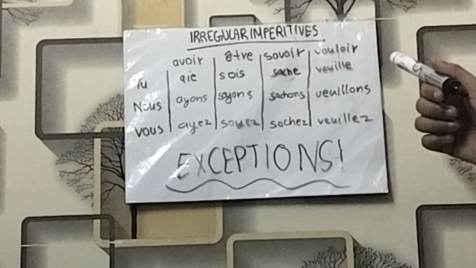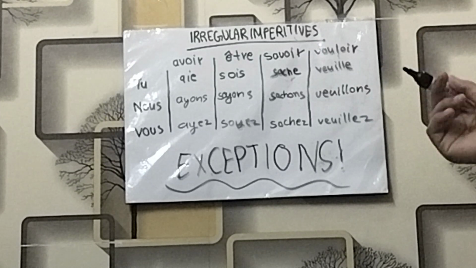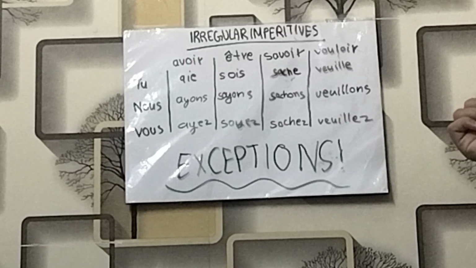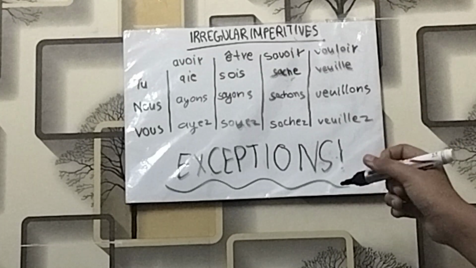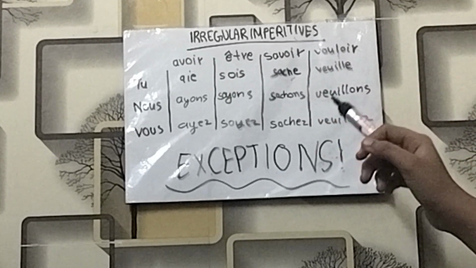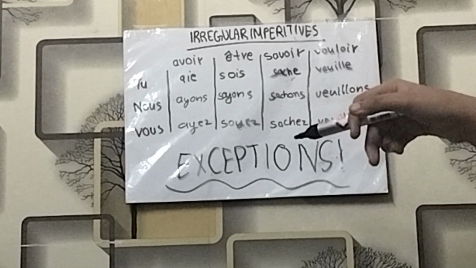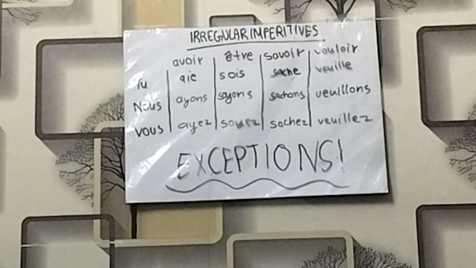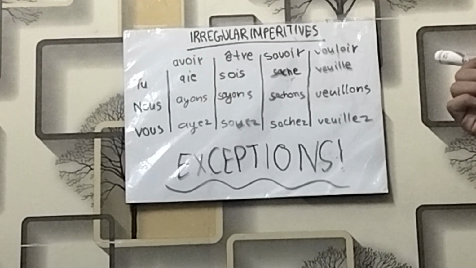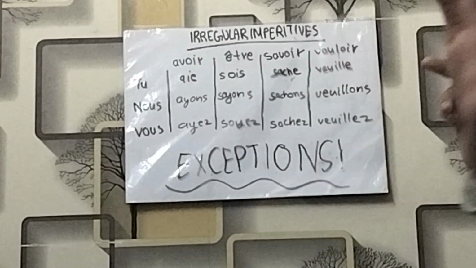Now let's see the next word, savoir. It's different. Sache, S-A-C-H-E, sachons, and sachez. These are always related. We are just adding ons and ez for the nous and vous conjugations. Now the last word is vouloir. It's veuille, voulons, and veuillez. So these are the exceptions.